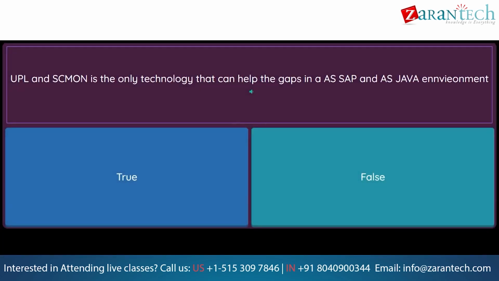Question: BW environment is the only technology that can help the gaps in a SAP ABAP and Java environment. Option 1 true. Option 2 false.